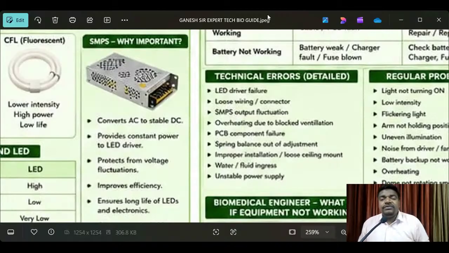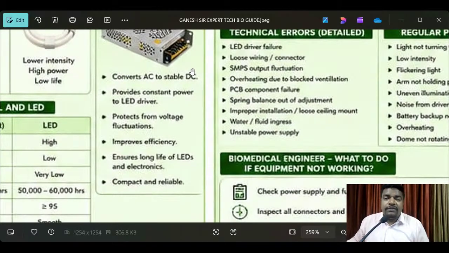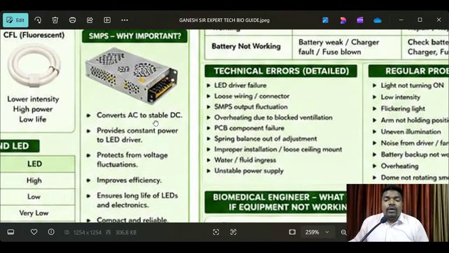Different types of SMPS are available. Now we are talking about the AC to DC converter. For the bulb we have, for example, 24 volts 250 watts, or 12 volts 50 watts. Different measurements like that will be there, depending on the requirement of the hospital. We have to use the electrical specifications correctly, otherwise it will blast. Why is SMPS important?